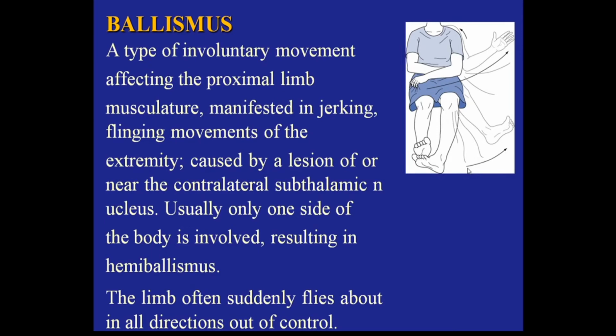Ballismus, a type of involuntary movement affecting the proximal limb musculature, manifested in jerking, flinging movements of the extremity, caused by a lesion of or near the contralateral subthalamic nucleus. Usually only one side of the body is involved, resulting in hemiballismus. In case of hemiballismus, one limb often suddenly flies about in all directions, out of control.